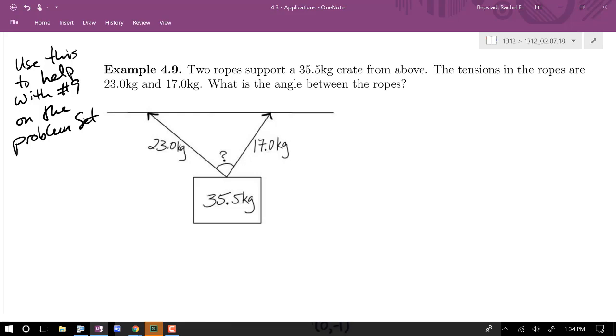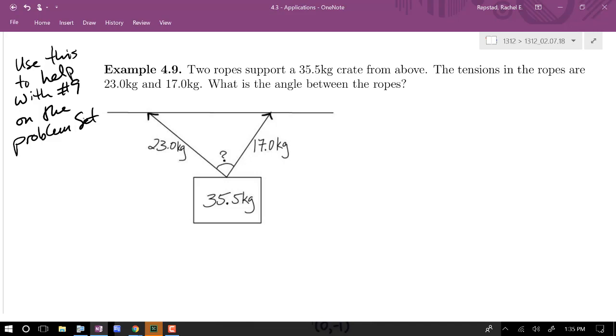So we have 2 ropes supporting a crate. They give us the tension, so that's like the magnitudes of the vectors. And we're being asked to find what is the angle in between the 2 ropes.